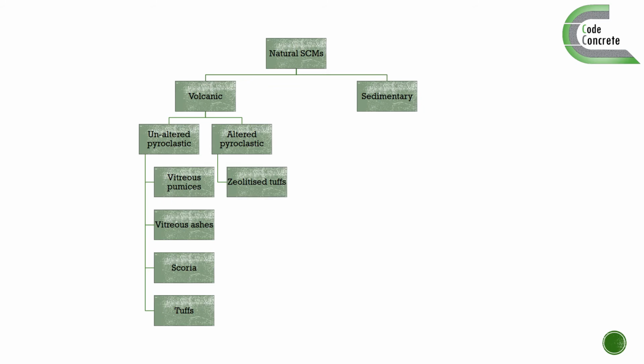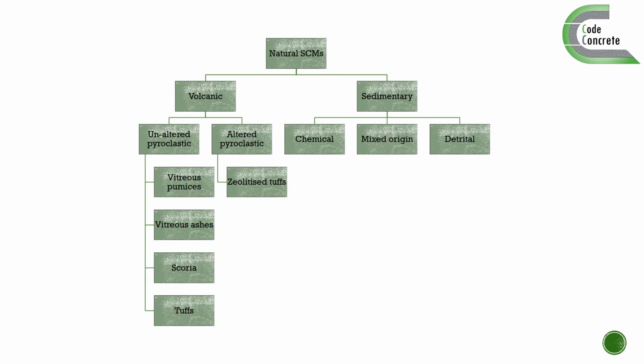Natural pozzolans of sedimentary origin are formed either by weathering and erosion of rocks or by accumulation of microorganisms or chemical compounds caused by hydrothermal water circulation, or both. Thereby, sedimentary natural materials can be classified into detrital, chemical, or mixed origin sediments.